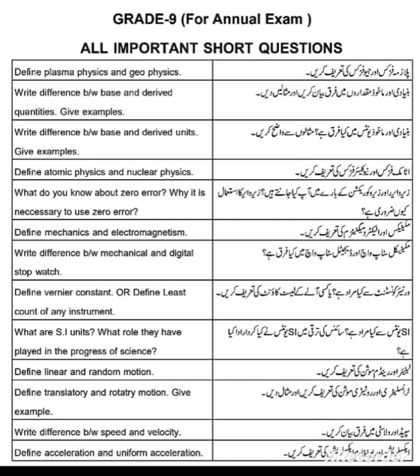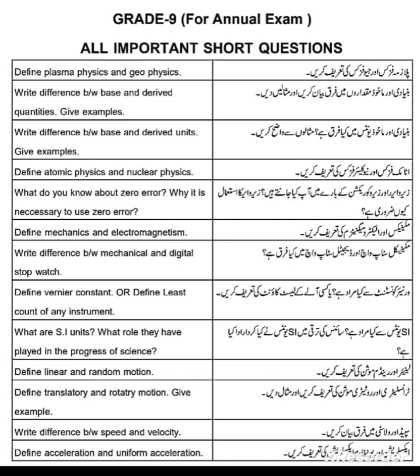Next question is define mechanics and electromagnetism. Write the difference between the mechanical and digital stopwatch. Define Vernier constant or least count of an instrument. Next is what are SI units? What role they have played in the progress of science.